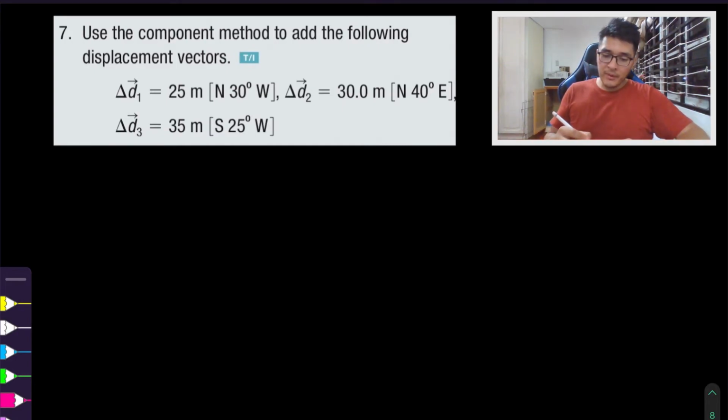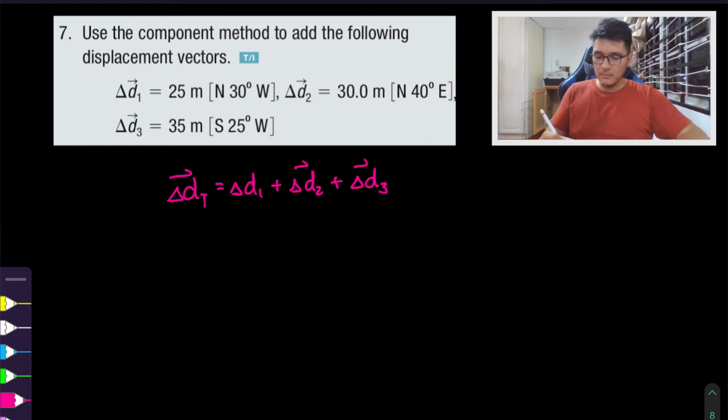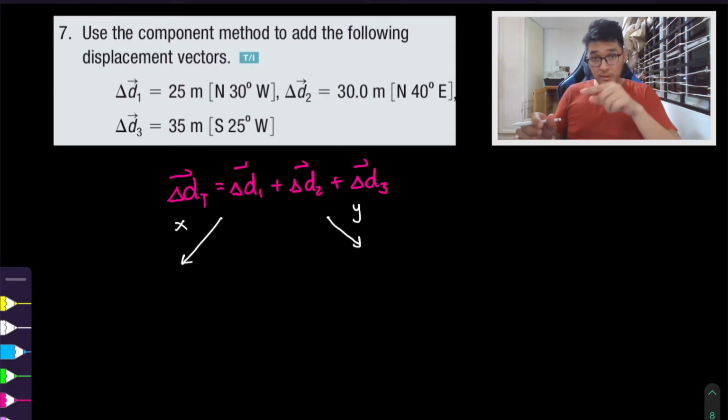Whenever you want to find the total displacement, delta dt is just the sum of the individual displacements. But because now we're dealing with vectors in 2 dimensions, the best thing to do is to add these vectors together. We're going to add them component-wise. So what that means is that we're going to find the x components and add them together, and then find the y components and add them together, making sure that we consider the directions, right?